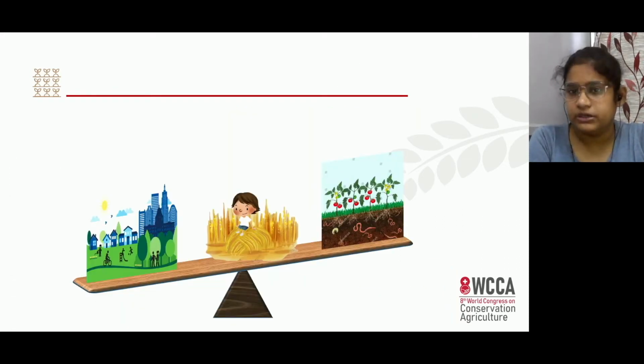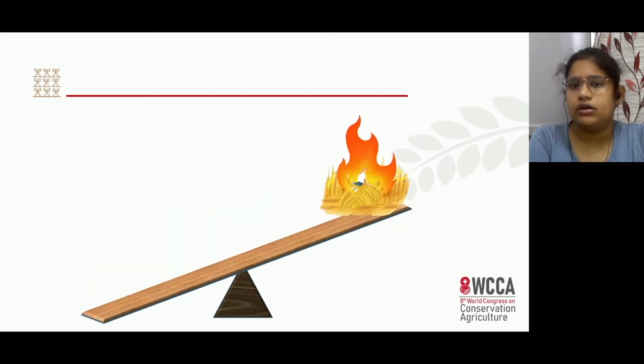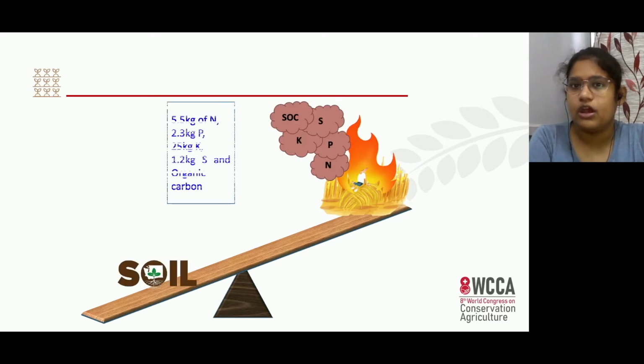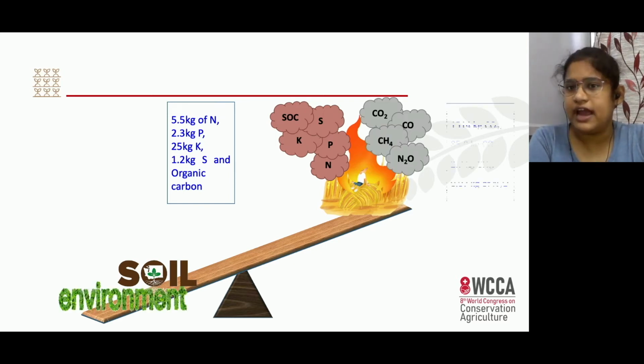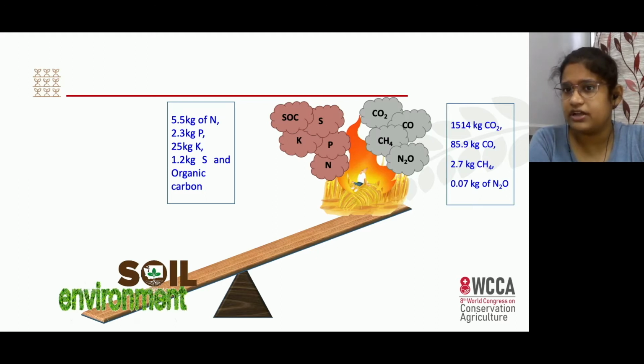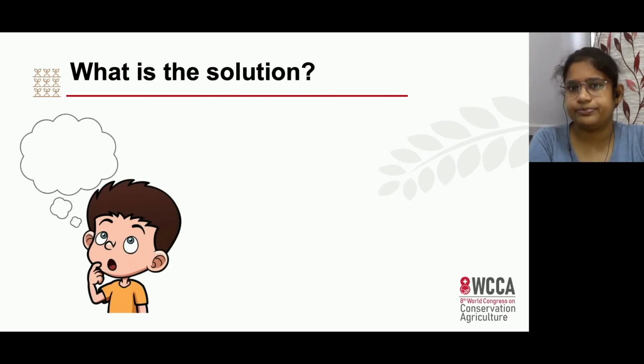So what happens when we burn the residues? This is an equilibrium position: when the residues are on field, that is good soil health and good environment. And when we burn a metric ton of residue, we lose important essential nutrients like nitrogen, phosphorus, potassium, sulfur, and soil organic carbon, which deteriorates the soil health. On the other hand, it also releases toxic gases like carbon dioxide, carbon monoxide, methane, nitrogen oxide, which degrades the environment. It so happened that in 2019, the Delhi national capital had to declare a health emergency because of the air pollution caused by the residue burning.